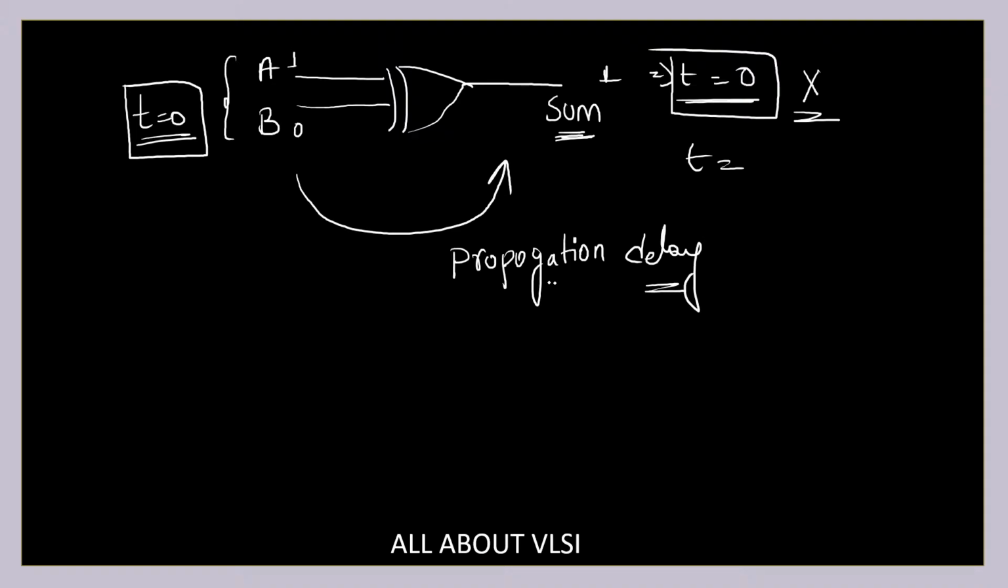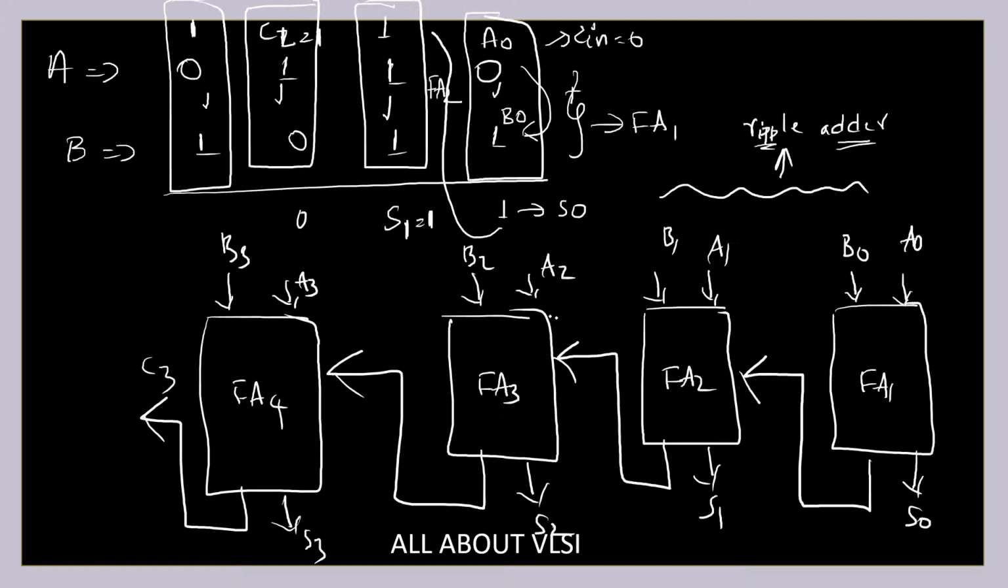Let's say this particular gate has a propagation delay of 2 nanoseconds. Then if you apply your input at t equal to 0, you're going to get your output at t equal to 2 nanoseconds. The same concept applies to this 4-bit ripple carry adder. In our next session, tell me after how many time units you are going to get sum S3, and after how many time units you are going to get C3.